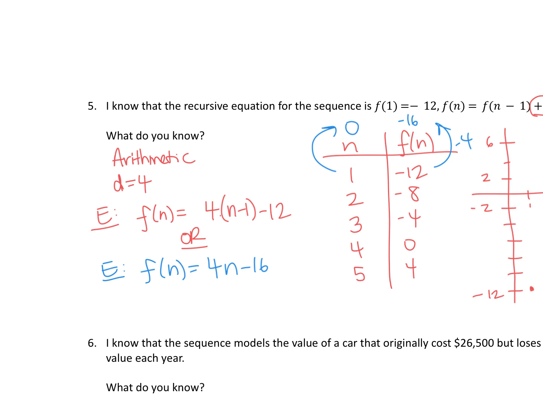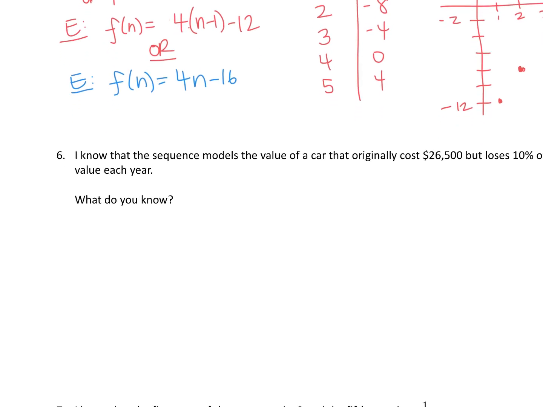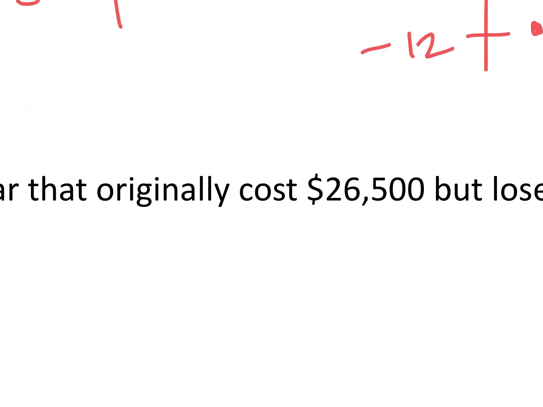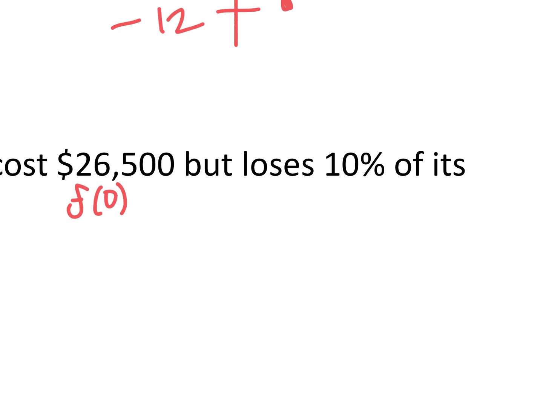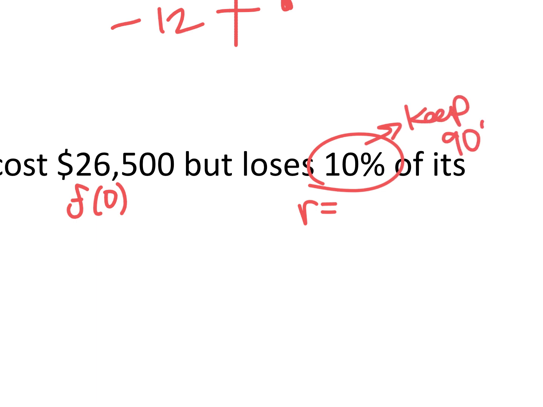For number 6, I know that the sequence models the value of a car that originally cost $26,500. So that was like at time 0, so I'm going to call this f of 0, but it loses 10% of its value each year. So this is definitely geometric, right? It's a percent. So R is going to be what is kept of the value. We lose 10%, but we keep 90%, which means that R is 0.9.